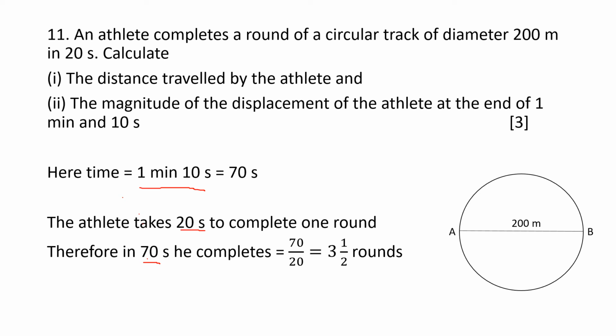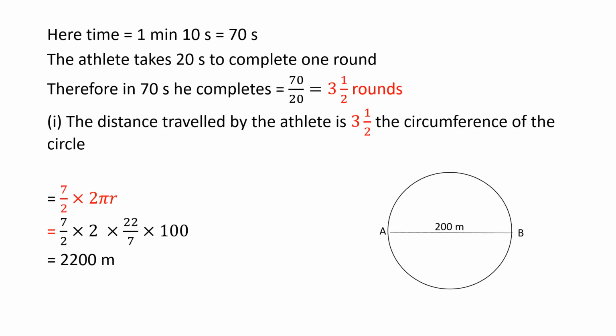How can you see that? He took 20 seconds to complete one round. So one round in 20 seconds, second round in 40 seconds, third round in 60 seconds, and a half round in 10 seconds. So in 70 seconds, he completed 3.5 rounds. Now we'll find the distance and the displacement.